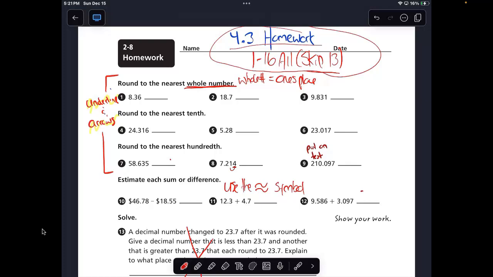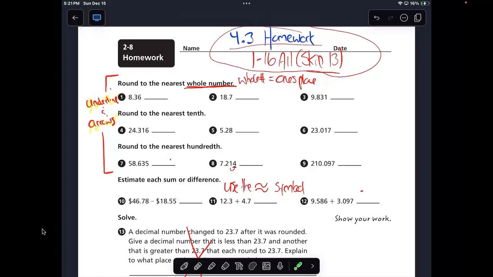The first 9 are pretty self-explanatory. I need you to use your underlining and your arrows to show your work. In this situation right here, we're rounding to the nearest whole number, which is the ones place. So if I'm rounding 8.36 to the nearest whole number, I underline the ones place, draw an arrow to my boss, and do what I need to do.